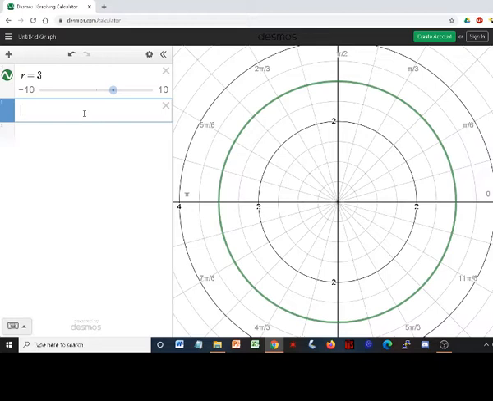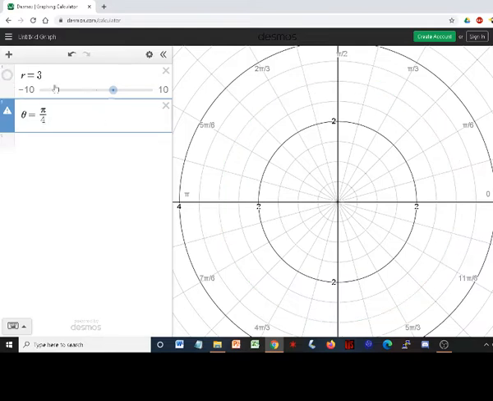The next one, I can't do in Desmos. It gets upset, but if you do theta equals pi over 4, think about what that is. That means theta is constantly pi over 4. It doesn't matter what r is. r can be anything. That's going to be this line. It's actually the line y equals x. Okay, you go straight like that.